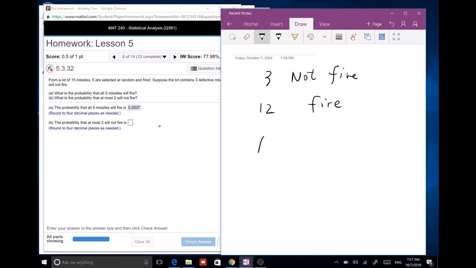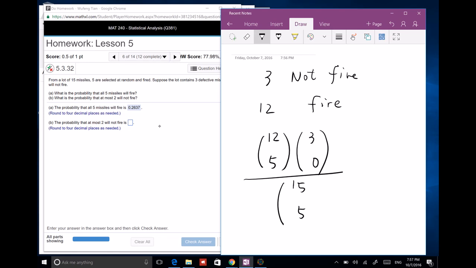So all 5 will fire. So it's select 5 from 12. Then select 0 from 3 will not fire. And the total is 15, and select 5 from 15.